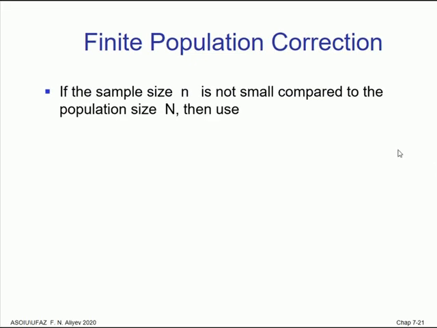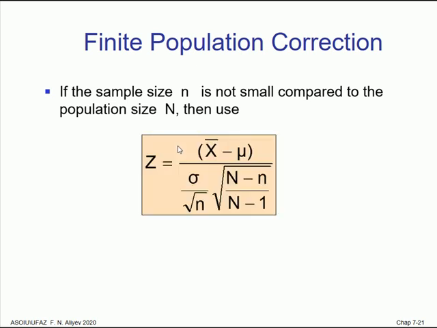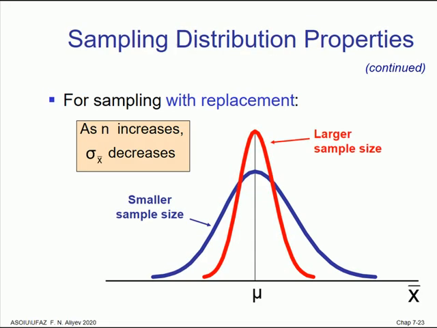So if n is not small compared to the population size, in order to calculate the z-value, we can use this more accurate formula for the z-value. Okay, now we are going to explain the second case, when the population is not normal. For this case, we need to remember something from the previous slides.